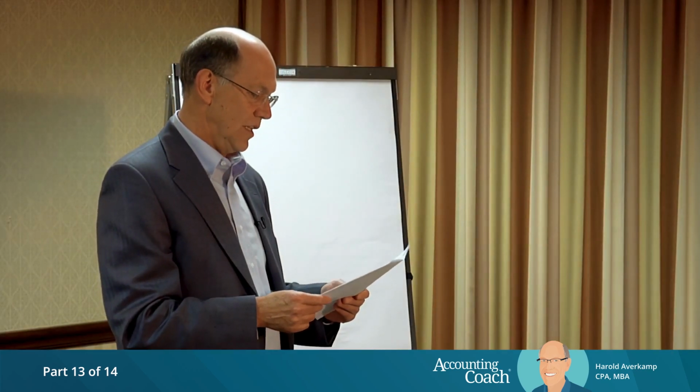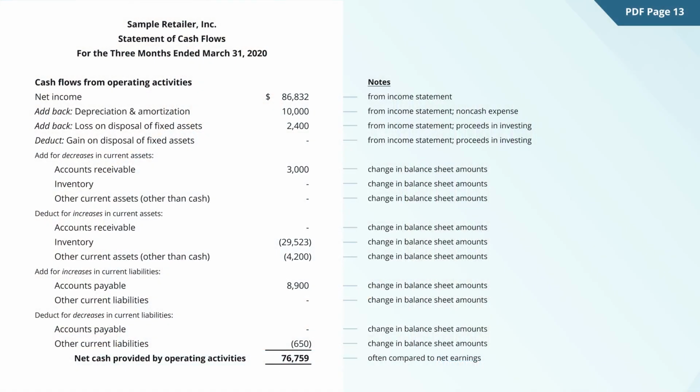Okay, so now let's go to the total then, cash from operating activities. $76,759 is the adjusted number. And again, thank goodness we don't have to prepare the statement. But since somebody is preparing it, we're going to want to look at it. After we enter the other current liabilities amount of a negative $650, we add up this column and we get to the total of cash flows from operating activities. And the number is $76,759.